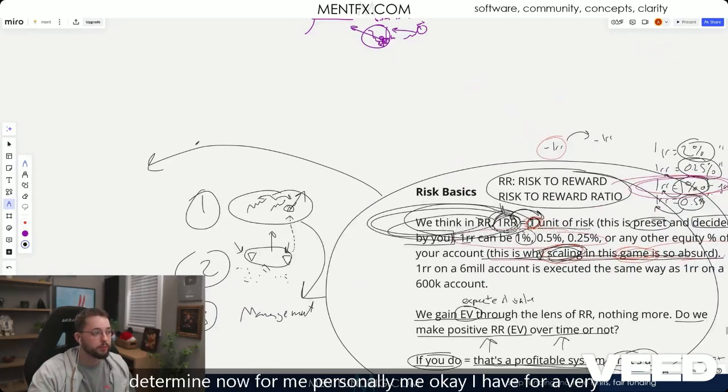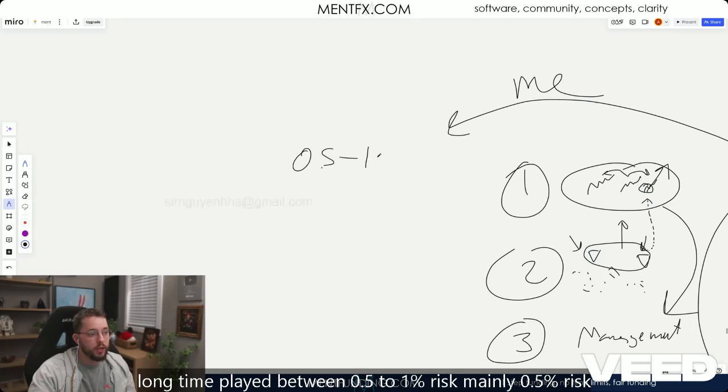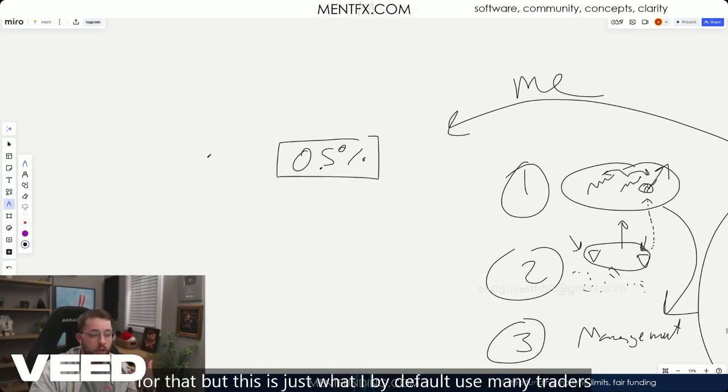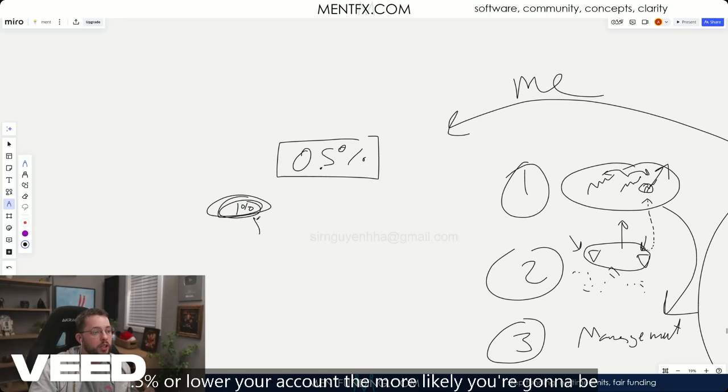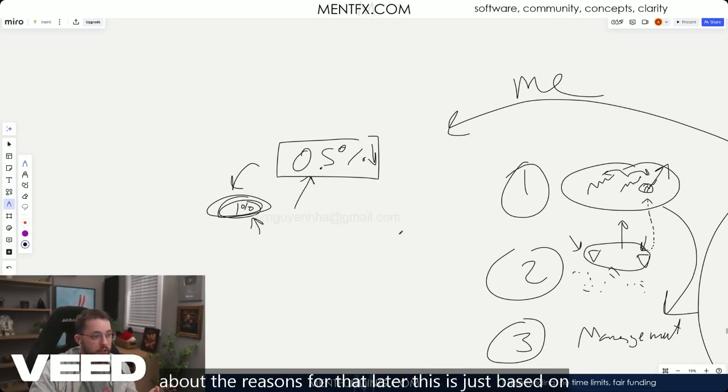Now, for me personally, I have for a very long time played between 0.5 to 1% risk. Mainly 0.5% risk. We'll talk about the reasons for that, but this is just what I by default use. Many traders by default use 1%. What I would say is that the lower your account, the more likely you're going to be able to use 1% and be happy to do that. The higher your account gets, the more scaling you do, the more likely you're going to move towards 0.5% or lower because you have a lot more money, and doing the same actions makes you a lot more money than you would have made before.